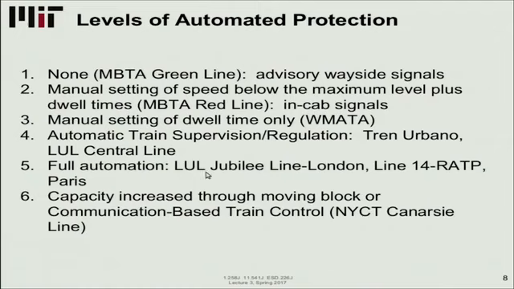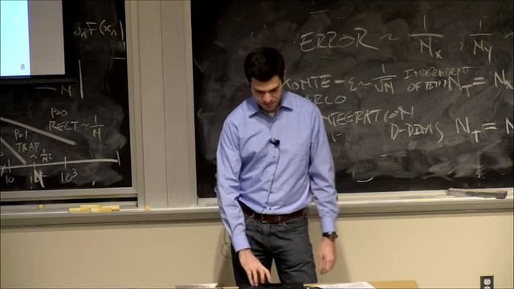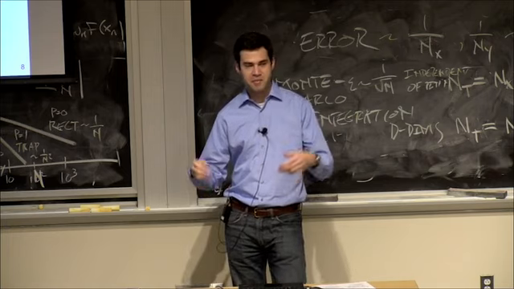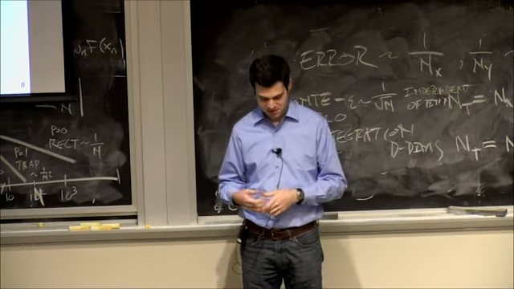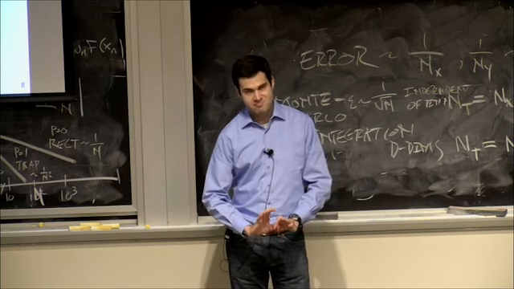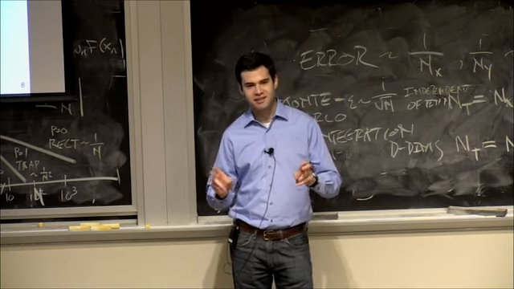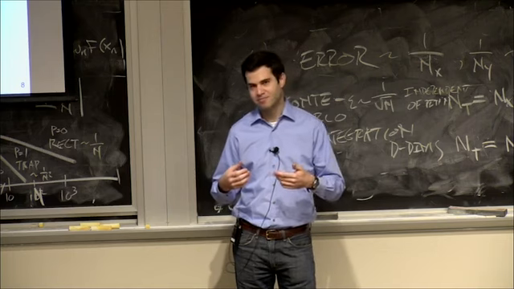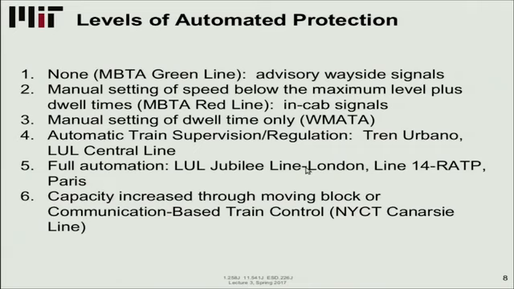Then you have full automation, and this comes often with communications-based train control. So you could drive this without any driver inside. Airport trains are often like this, but we're seeing this in metro systems as well. In some systems, they still have attendants or they still have a driver just in case or for political reasons. But these systems can drive themselves.